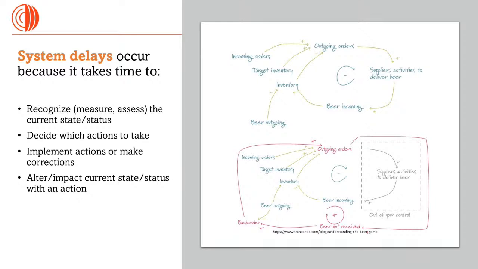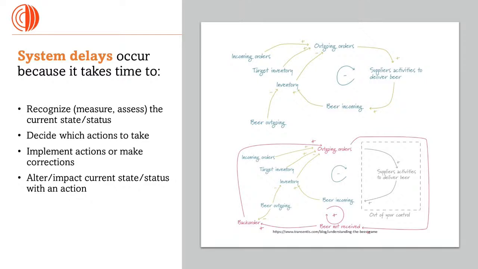So your customers are really enjoying a particular type of beer that you carry, and so you're selling it quickly. And so in an ideal scenario, you have outgoing orders, you put in your order to your supplier, you have beer coming in at the same rate it's going out, and so everything's happy. Everything's working the way it should here.